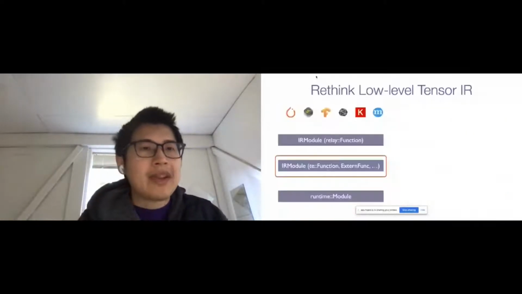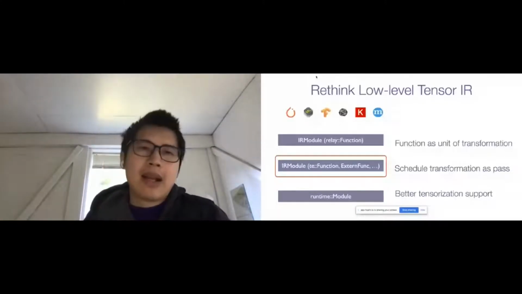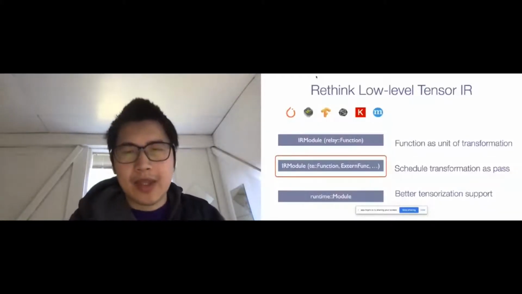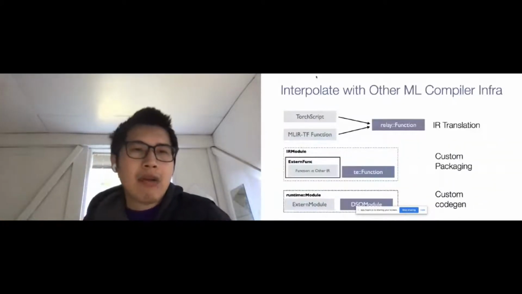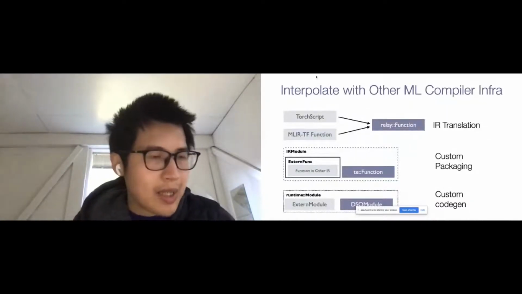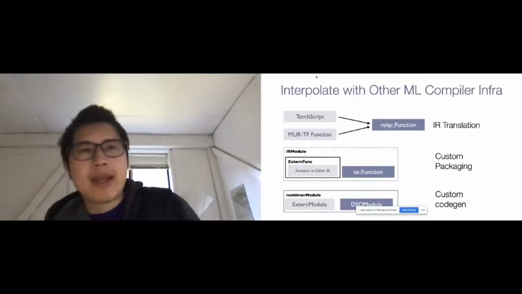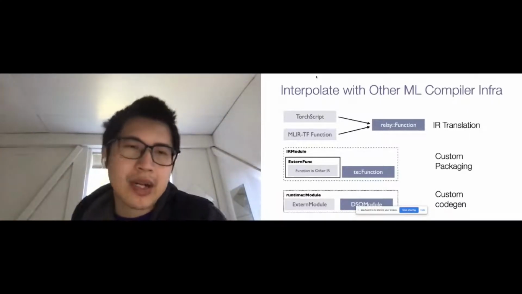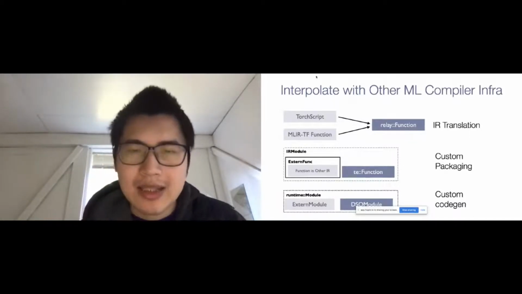We also want to rethink the low-level tensor IR to introduce things like automatic scheduling and better tensorization support, to support more heterogeneous tensor-specialized hardware. Another thing we are actively looking at, as an open source project, is interoperating with other existing machine learning compiler infrastructure. In particular, we are working on bringing in models from both TensorFlow and PyTorch, and also generating code that contains external functions and makes use of customized packaging and customized code generation.